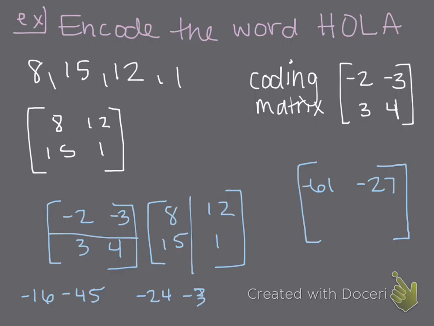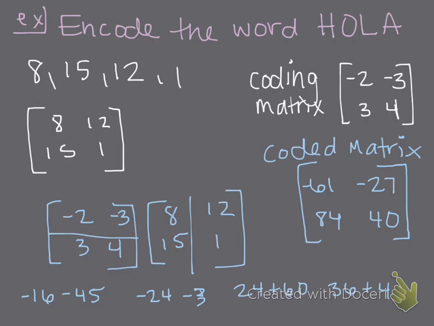And then my next row by column, 3 times 8 is 24. 4 times 15 is 60. So here I get 84. And for that fourth spot, 3 times 12 is 36, plus 4 is 40. So this is what we call the coded matrix.